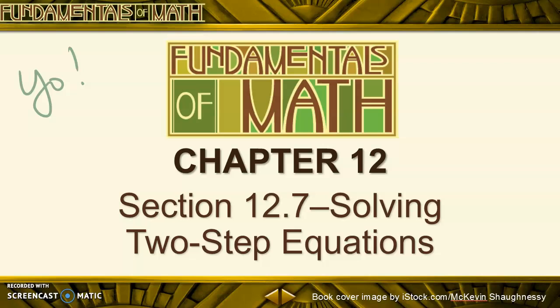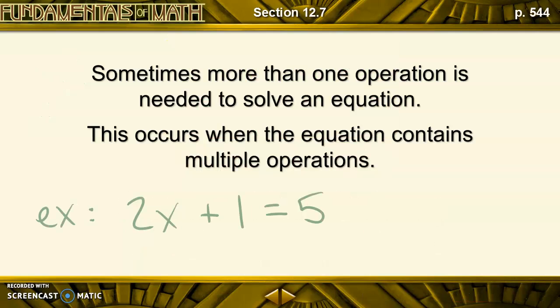We're going to continue getting closer to the end of chapter 12. This time we're going to talk about how to solve what are called two-step equations. Two-step equations are equations that, you guessed it, require two steps to solve. Sometimes more than one operation is needed to solve an equation. This occurs when an equation contains multiple operations.